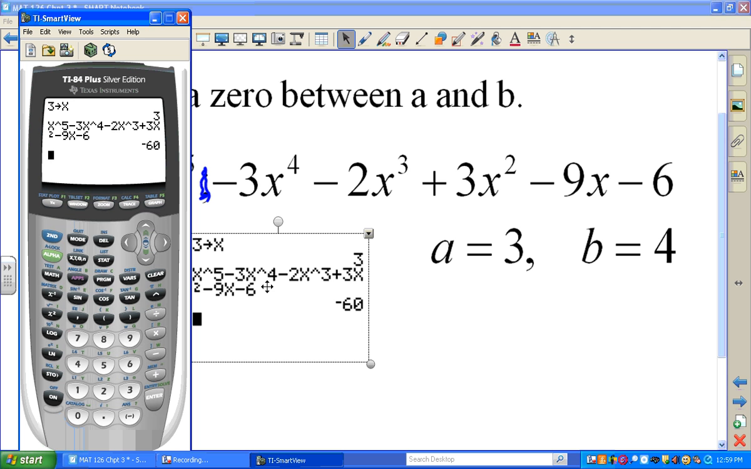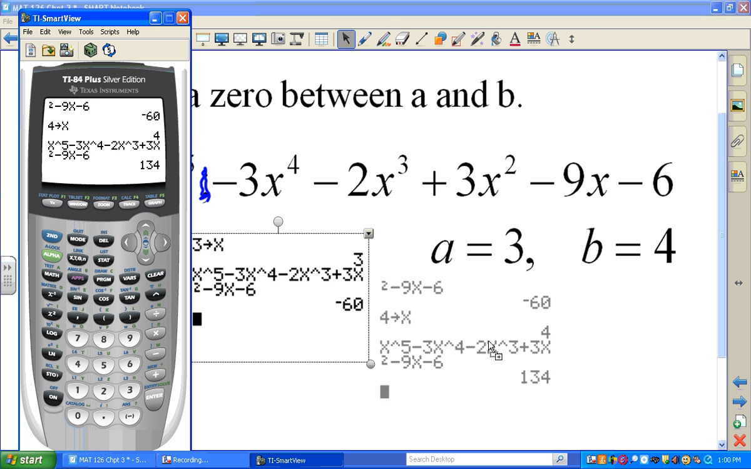Now, here comes the best part. 4 stored as x, and do the quick copy. That's what they call it this summer at Parkland. I thought that was kind of neat. And the other one's 134.